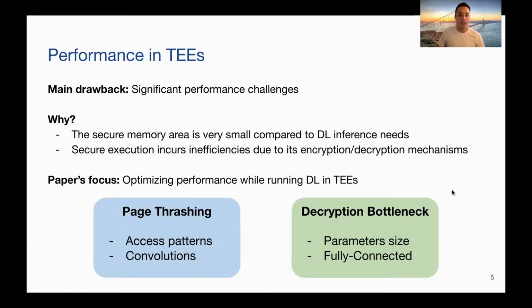The main drawback here is that since the secure memory is pretty small and deep learning inference requires a lot of memory, you need to call secure paging a lot, and this incurs a significant performance drop. In this paper, we focus on 2 different bottlenecks explaining this performance drop, and the goal is to optimize the performance when running deep learning inside the TEE. The 2 bottlenecks we're tackling in this paper are page thrashing in convolutional layers and the decryption bottleneck in the fully connected layers.